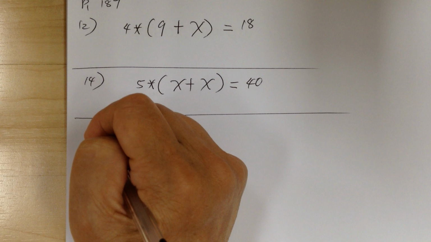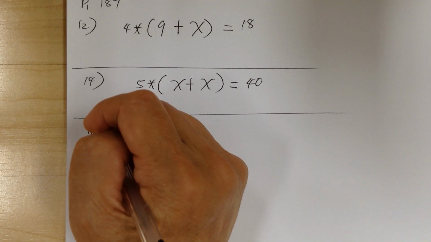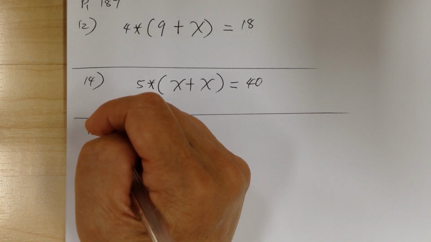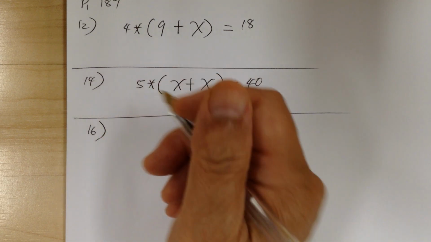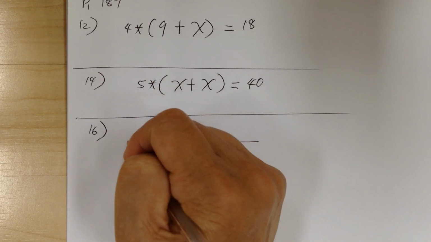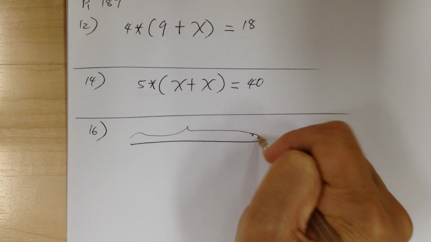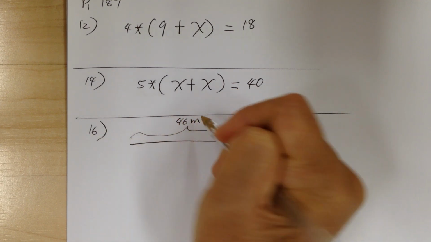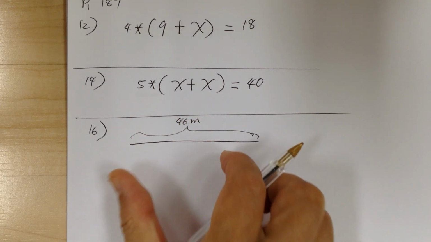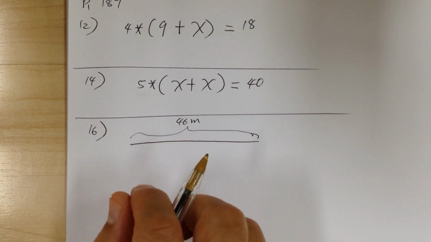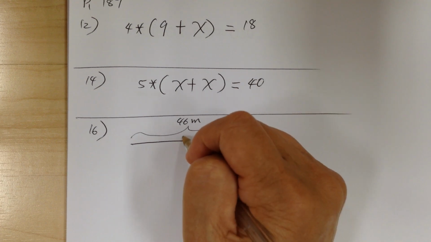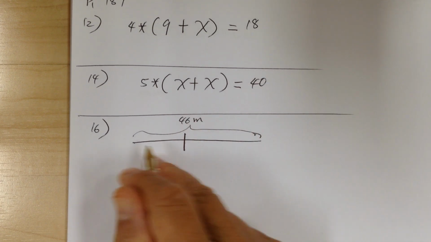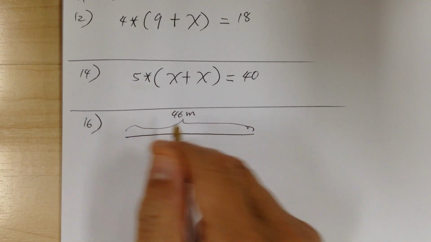Number 16. When you have a more complicated problem, what you need to do is draw pictures. So a 46-meter wire. Here's a piece of wire, and it tells you that it's 46 meters. So draw the picture. It's going to be cut into two pieces. You can cut anywhere over here. I can imagine you cut it, so randomly cut it into two pieces.